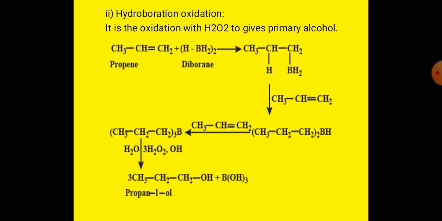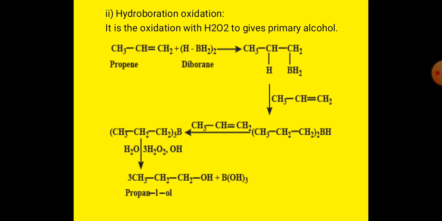As you know about Markovnikov's rule from our previous lecture, what is Markovnikov's rule? When an unsymmetrical reagent is treated with an unsymmetrical alkene, the negative part of the reagent goes to that carbon atom which contains less number of hydrogen atoms across the double bond. This statement is known as Markovnikov's rule.